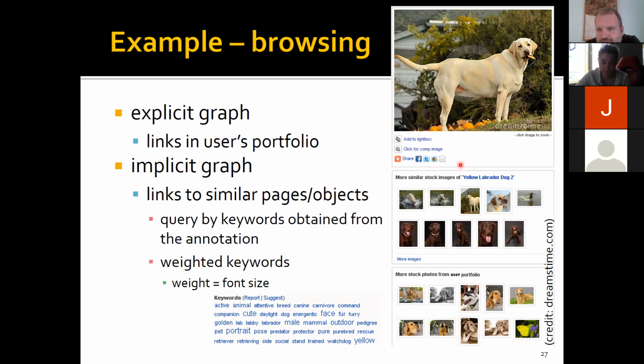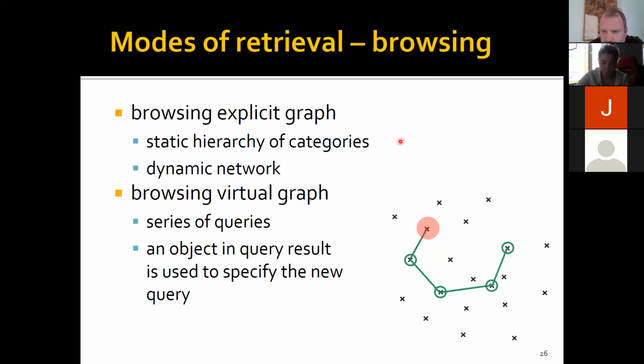And because the photograph is called Yellow Labrador Dog 2, this is the title of the photograph, then this keyword query could be used as a keyword query and return this part of the database of the images, and the user can pick one of them to appear on the main page, which is exactly the same as what happens here. So we start with the image of a dog, then we query for a similar dog using the title Yellow Labrador Dog 2.